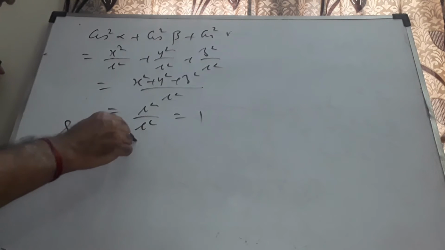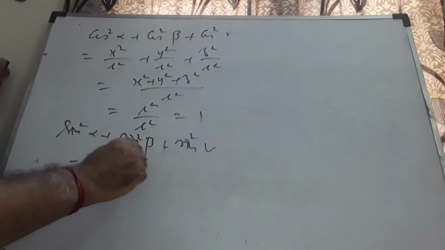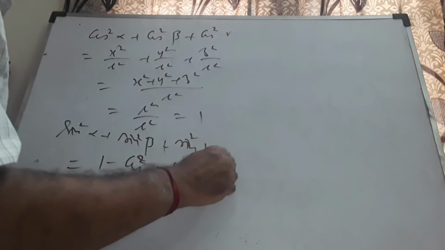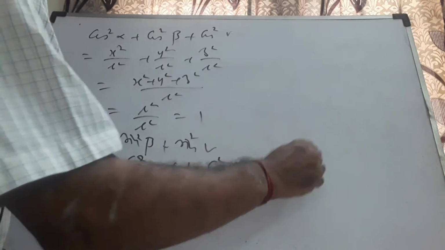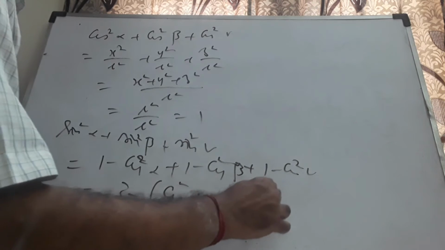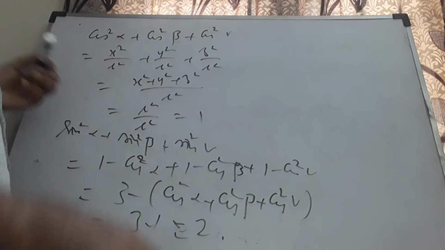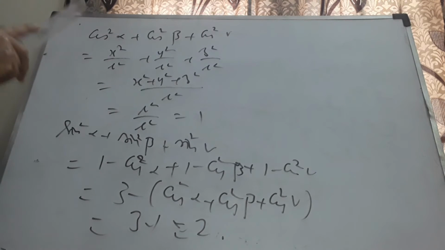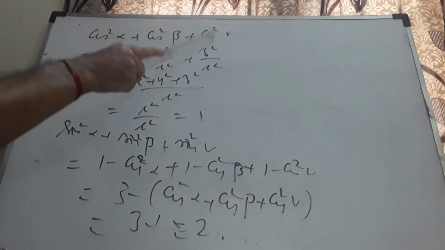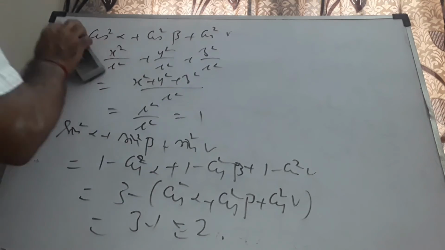Similarly, I'll be able to find sin square alpha plus sin square beta plus sin square gamma, which is 1 minus cos square alpha plus 1 minus cos square beta plus 1 minus cos square gamma, which is 3 minus in bracket cos square alpha plus cos square beta plus cos square gamma, which will be 3 minus 1, equal to 2. Therefore, if alpha, beta, gamma are the angles made by a line or a vector with the positive direction of the x, y, z axis, I'll get two results, namely cos square alpha plus cos square beta plus cos square gamma will be 1, and sin square alpha plus sin square beta plus sin square gamma will be equal to 2.